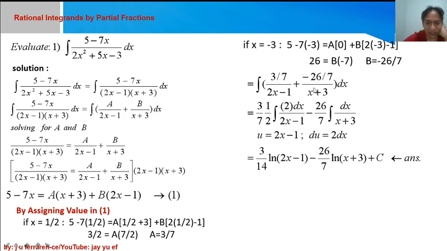So, I can follow the sum rule. At the same time, I have to put my constant before the integral sign. So, 3 over 7 is placed before the integral sign. And I can integrate following a formula of A dx over 2x minus 1 as my integrand. Now, in my first term, if this is my u, the 2x minus 1, then I have to check my du.